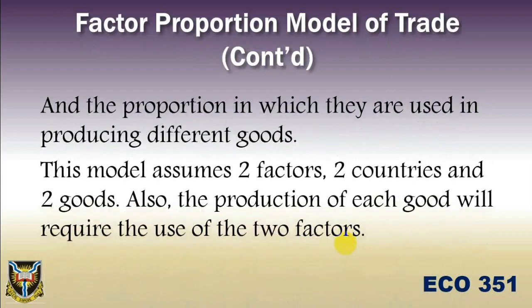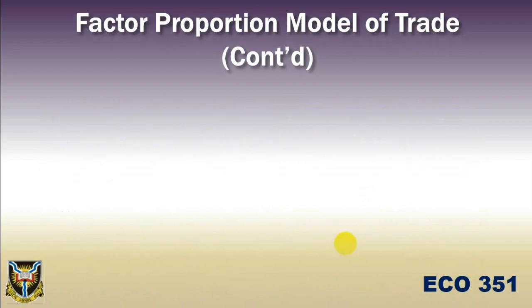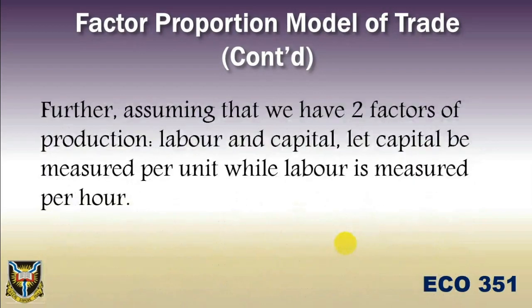Like in the factor-specific model, this model assumes two factors, two countries, and two goods. Also, the production of each good will require the use of two factors. Unlike the specific factor model, no factor is specific to any sector. For simplicity, let us assume the production of two goods, computers and textile, and two factors of production, labor and capital. Let capital be measured per unit, while labor is measured per hour.